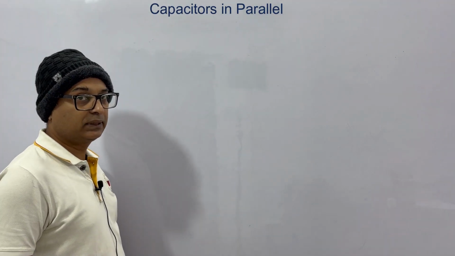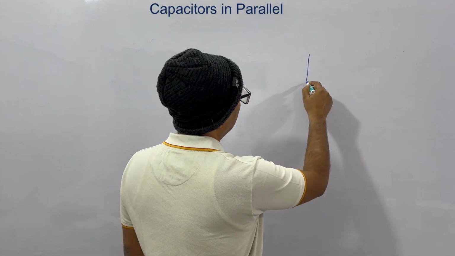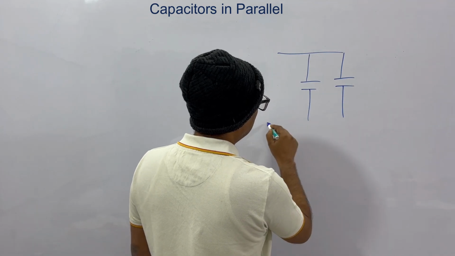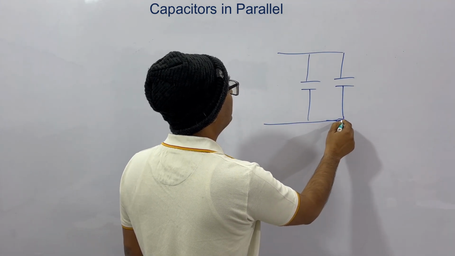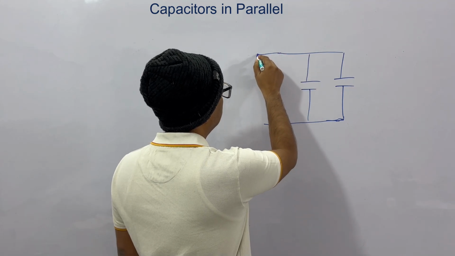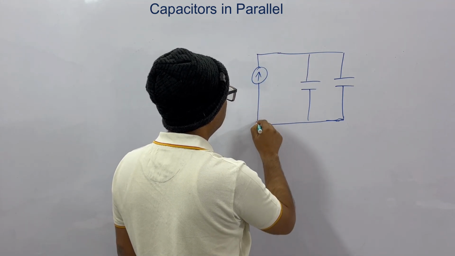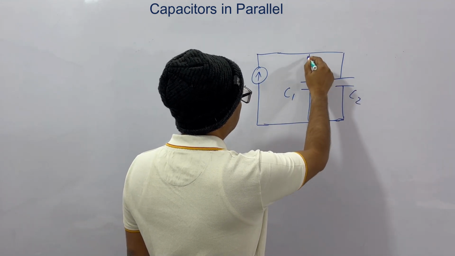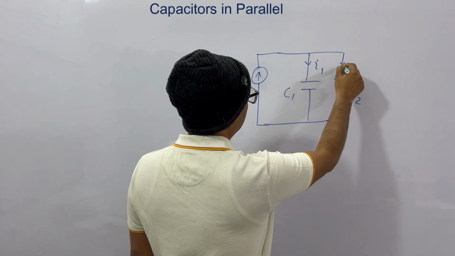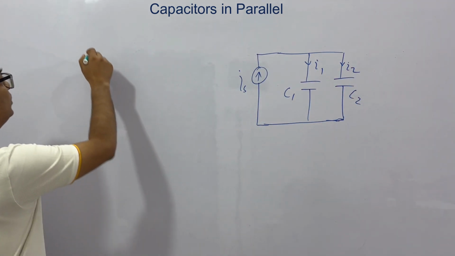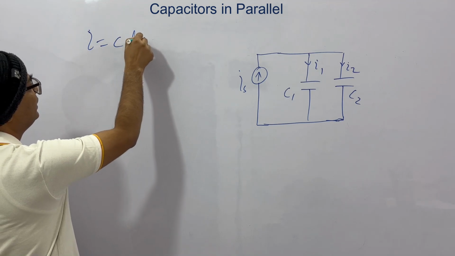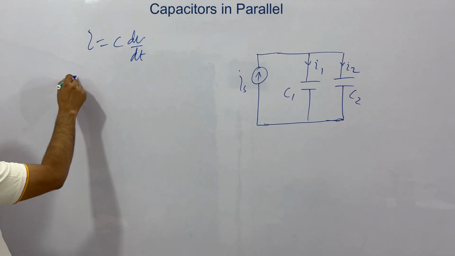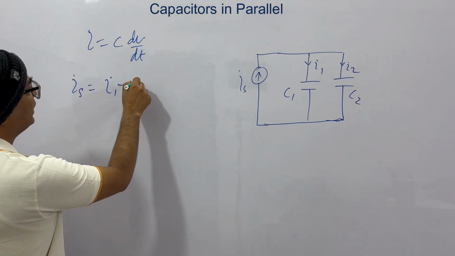Now let's see capacitors. Capacitors when they are in parallel. I am using 2 capacitors only. We had used 3 inductors, but the answer will be the same whether you use 2 or 3. So this is the current source we apply to C1 and C2. This is I1 and this is I2. We know two things: I is C dV by dt in the case of capacitors, and the second thing is from KCL, Is is equal to I1 plus I2.